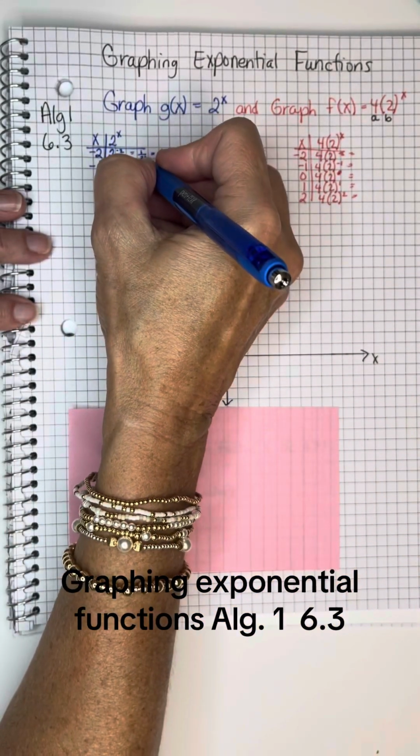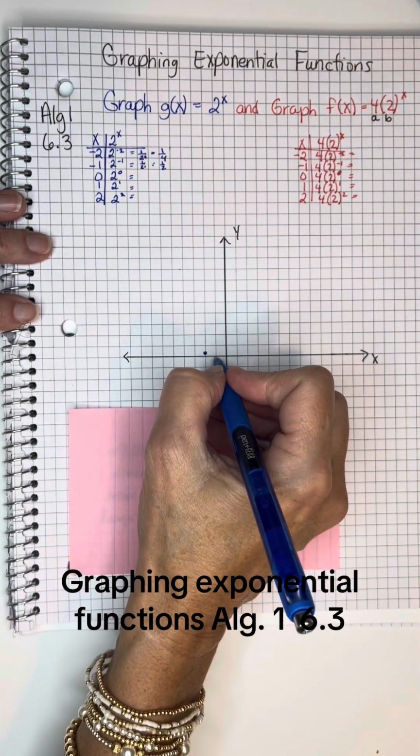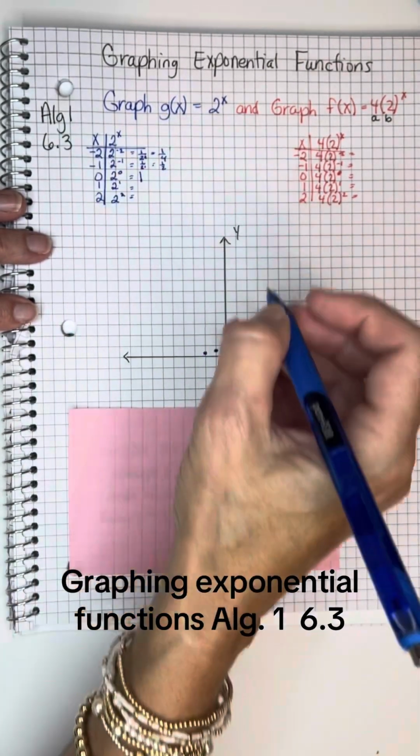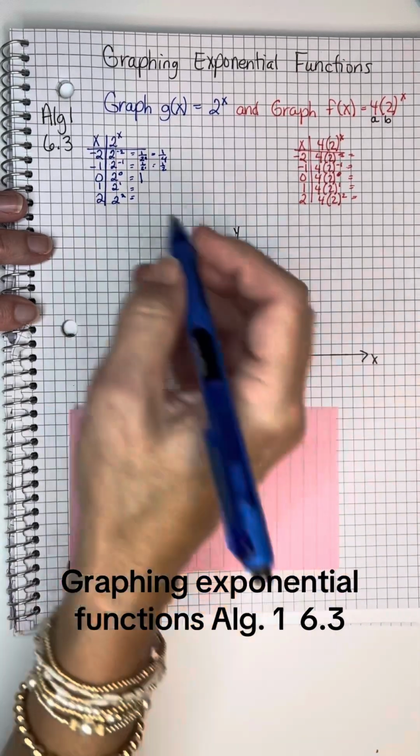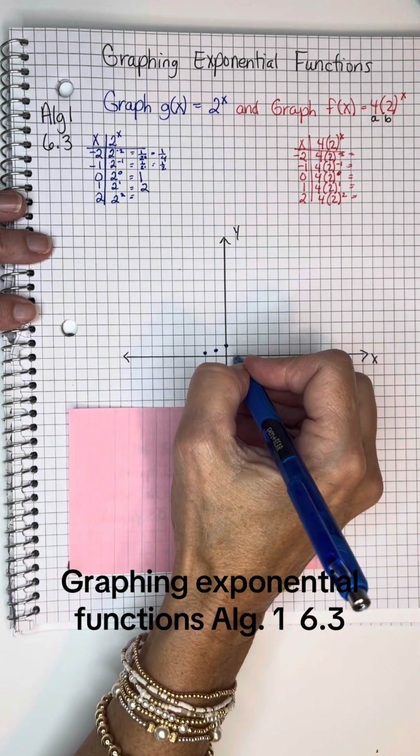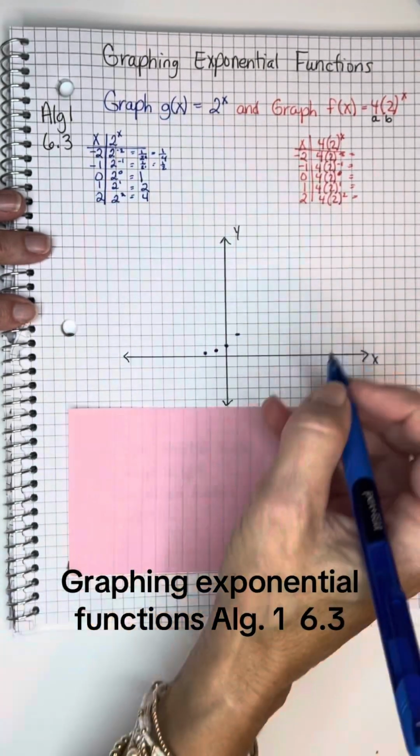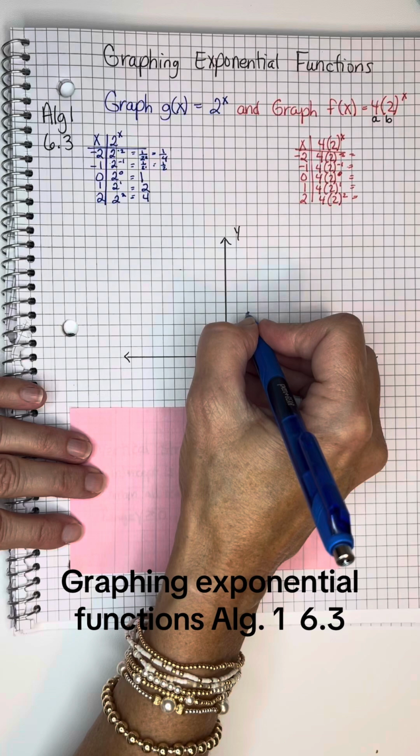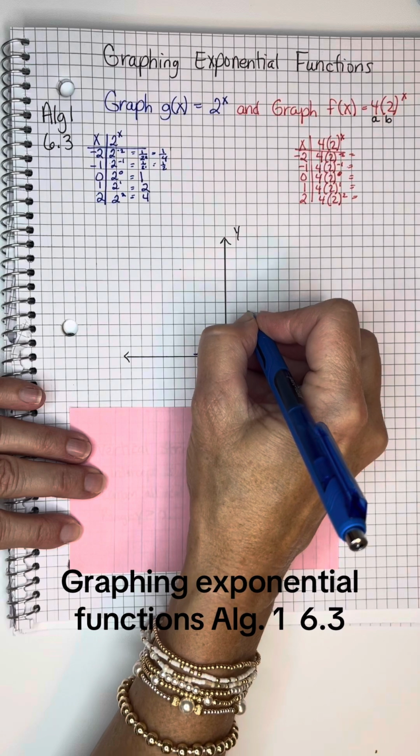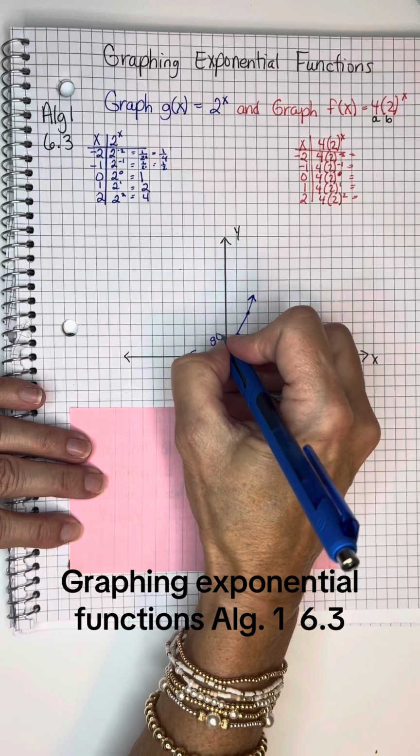And then 2 to the -1 is 1 over 2 to the positive 1, that's 1/2. So now I'm graphing -1, 1/2. And then 2 to the 0, anything to the 0 is 1, so I'm graphing 0, 1. And then 2 to the first power is 2, so that's right 1 up 2. And then 2 squared is 4. So that's right 2 up 1, 2, 3, 4. So this exponential function that they're considering the parent function tends to do this right here. So that is my g of x.